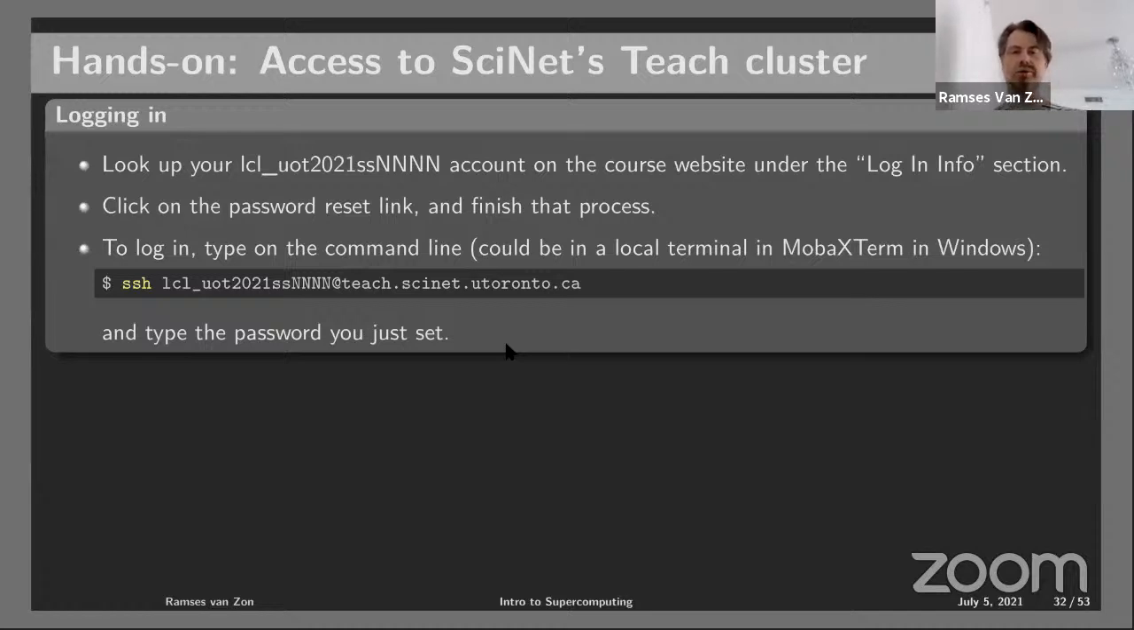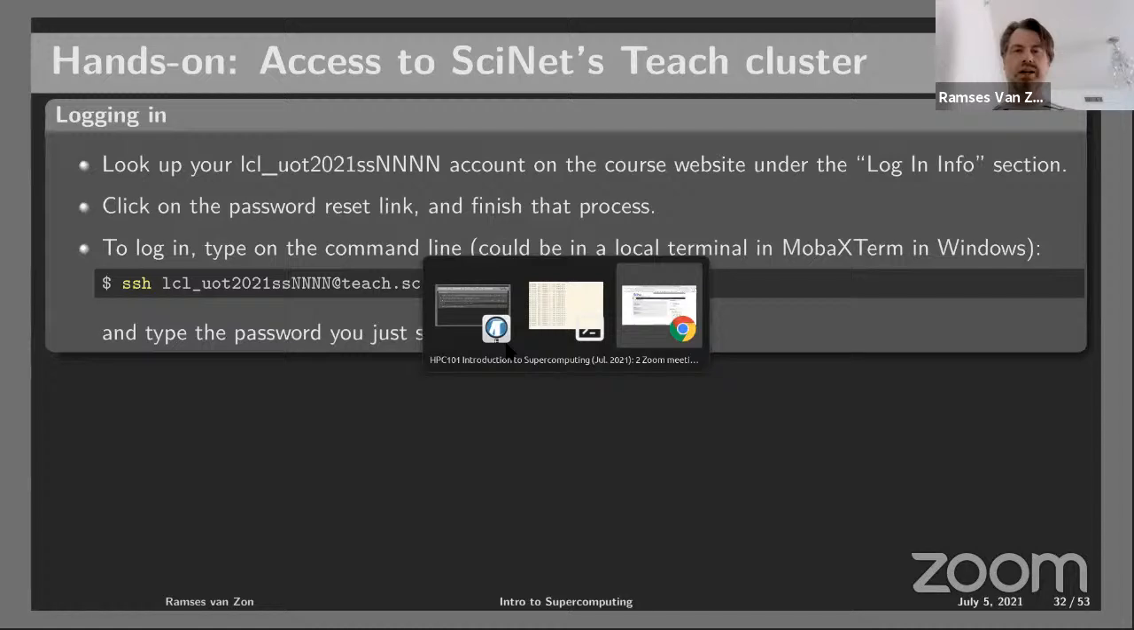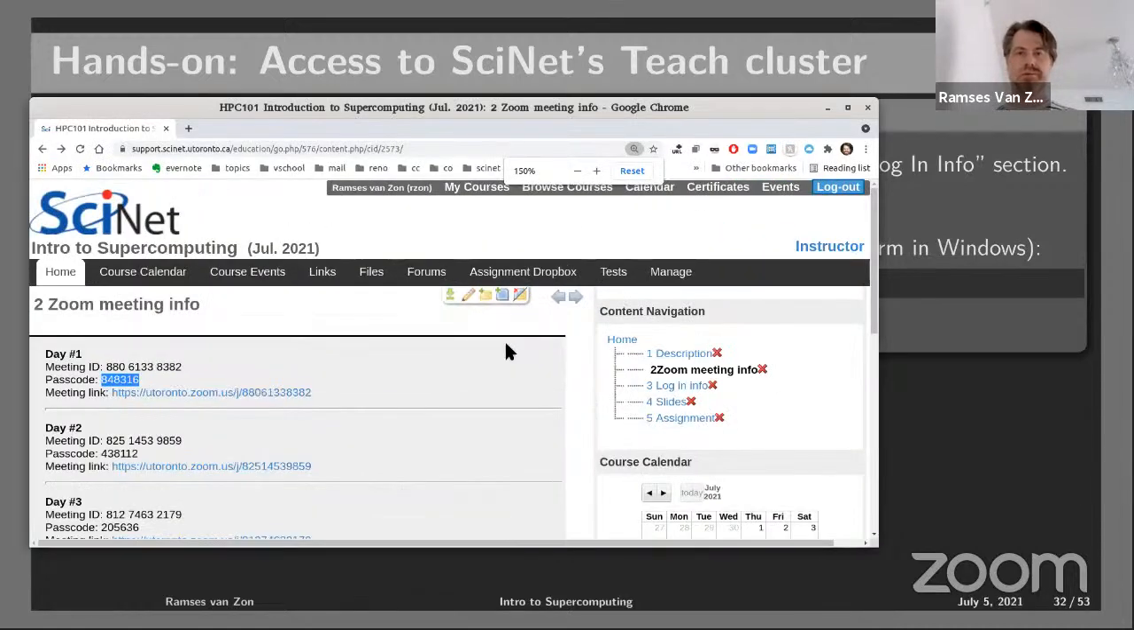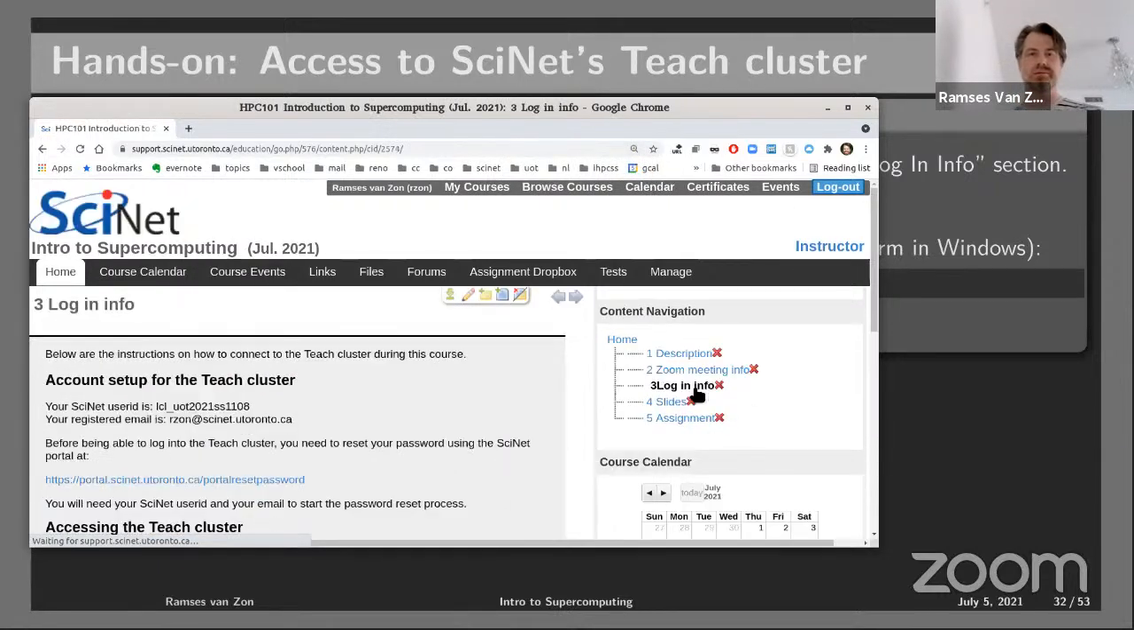On that same web page, on the right, let's see if I still have it here. Yeah, make this a little bit bigger. Is the login info. And you will have gotten here a signed user ID. So that's what you need to use. It's not Arzon, which is my login for the education site. It's some other one that starts with LCL underscore, etc.